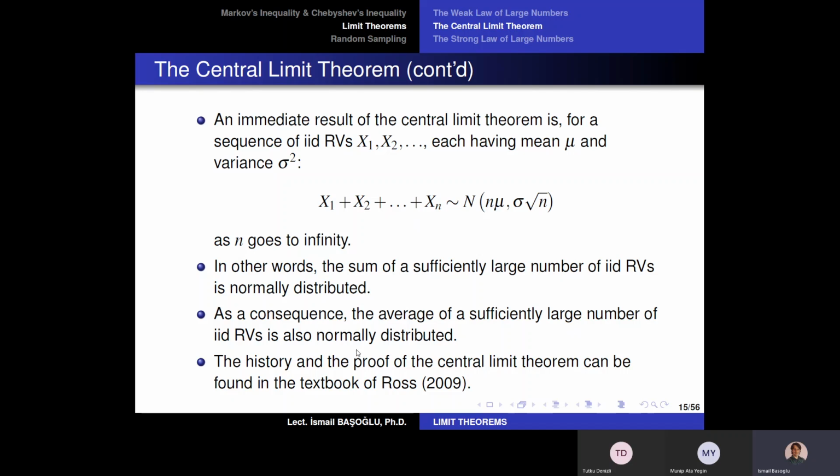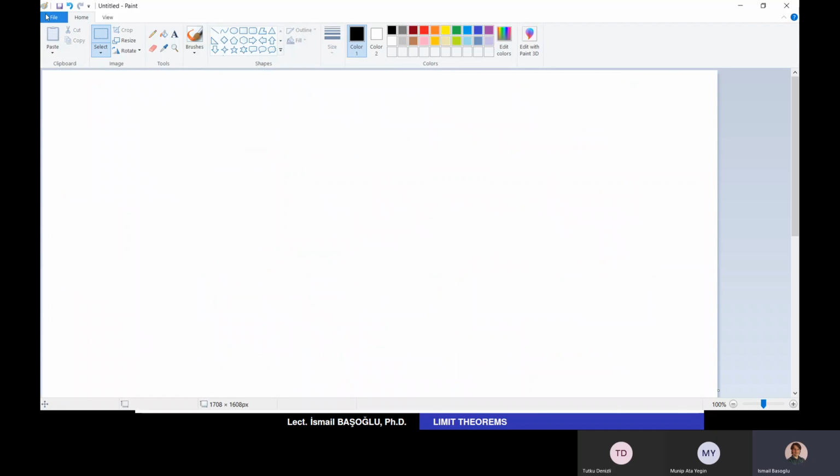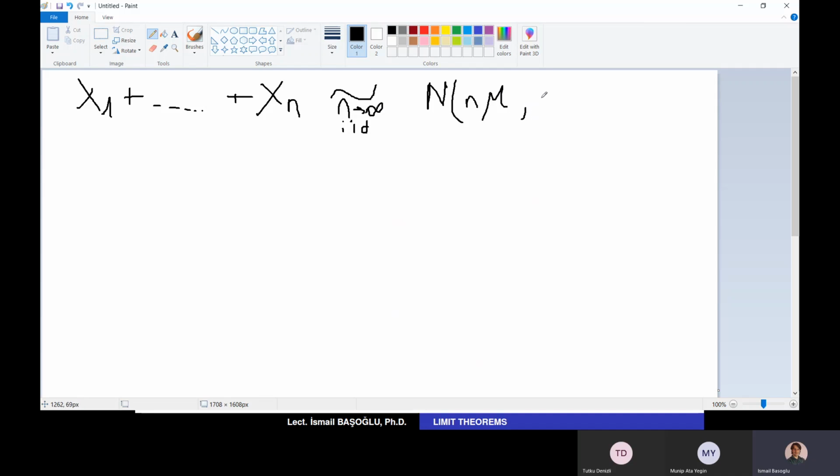Okay? So basically, I am mentioning here that according to the text, the summation of a sufficiently large number of independent and identically distributed random variables, so as n goes to infinity, and these random variables are IID, is going to be normally distributed with location parameter equal to n mu, and the scale parameter is going to be sigma times square root of n. Okay?